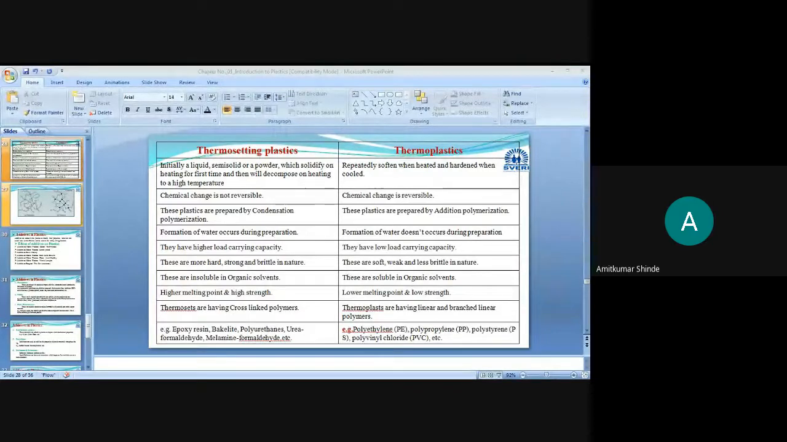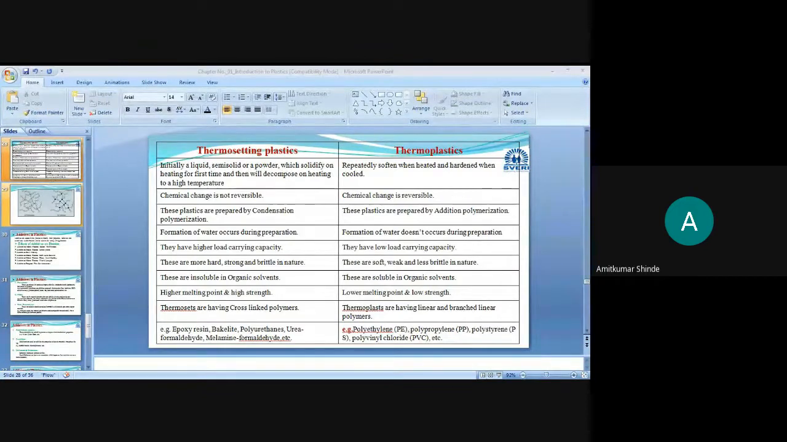Then due to that cross linking only, these thermoset materials are more hard, strong, and sometimes you can say that they are more brittle in nature. But as this cross linking is completely absent in thermoplastic materials, they are soft in nature, relatively weak as compared to the thermoset materials, and less brittle in nature as compared to the thermoset materials.